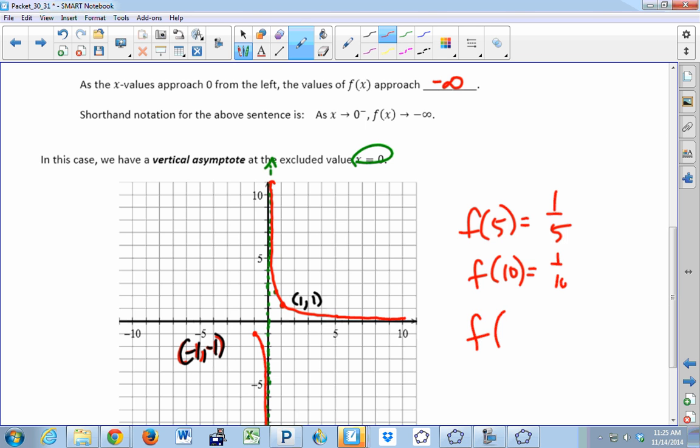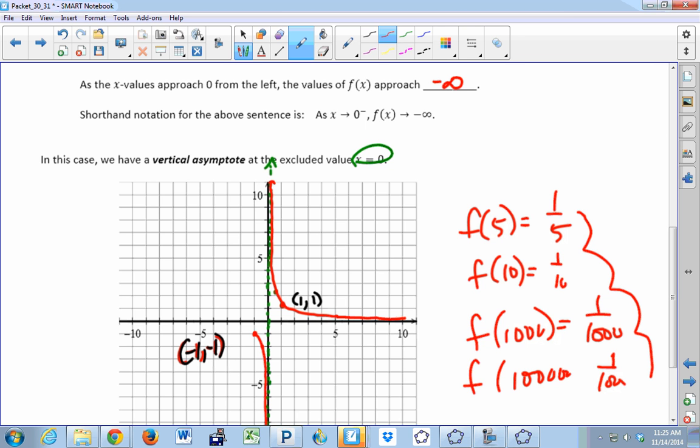What happens when I'm out at 1,000? 1/1,000. What happens when I'm out at 1,000,000? 1/1,000,000th. What number is this getting closer and closer to? 0, but it's never going to be 0.